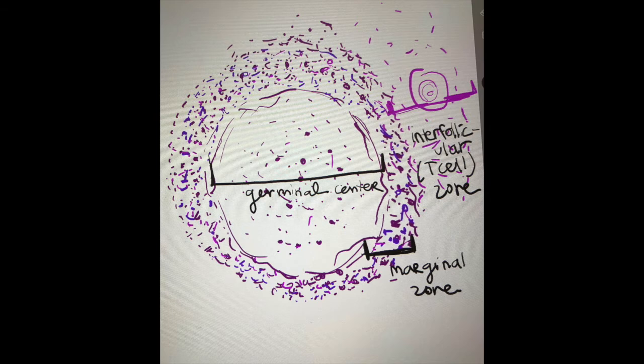And then when you move out, there's another zone called the interfollicular T zone. And the specific type of lymphocytes that are found here are T cells.